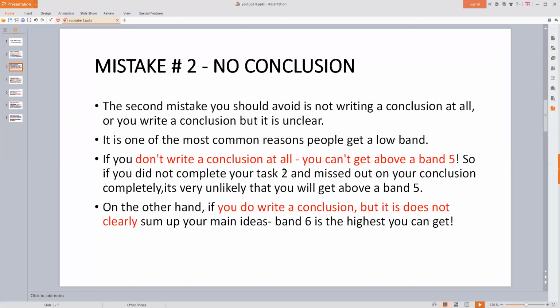So now you see, guys, why you're stuck on that band, let's say 5 or 6 or 6.5. So it's very important to write a conclusion, and it should be very clear. It should clearly sum up the main ideas that you have discussed in the essay. So let's go to the next one, guys.